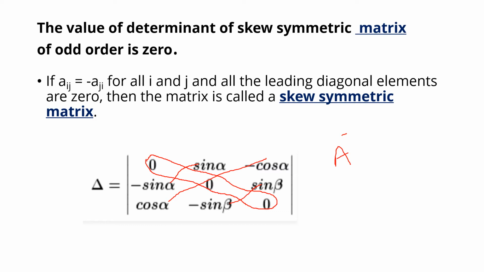If this is the case, that is, a skew symmetric matrix of odd order, then you can directly write that the determinant will be 0.